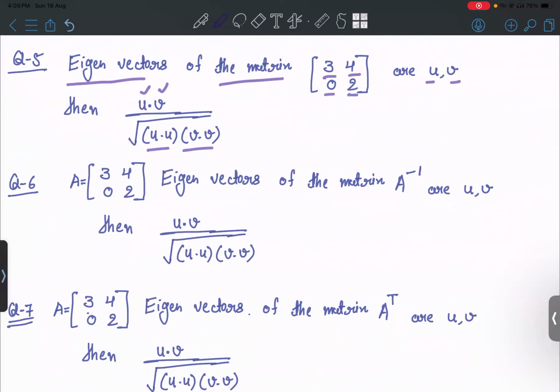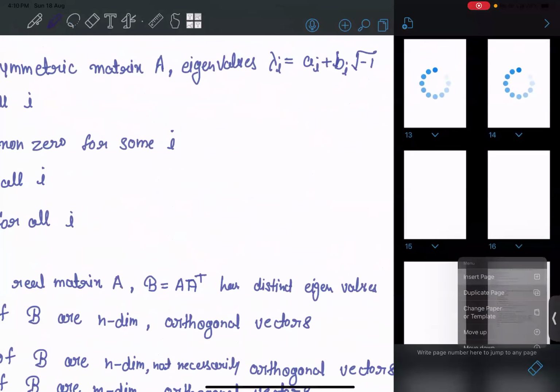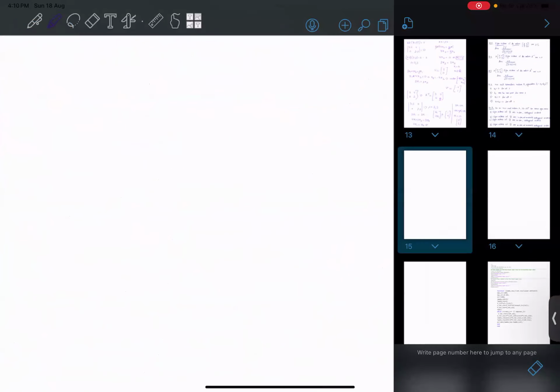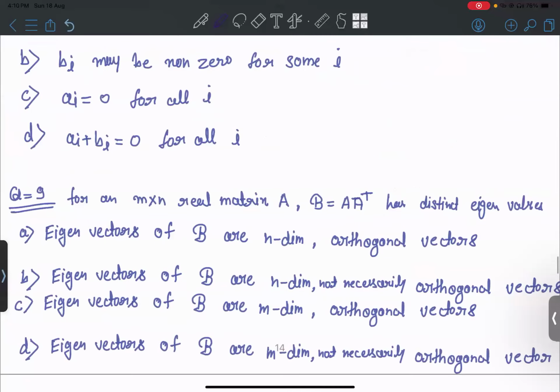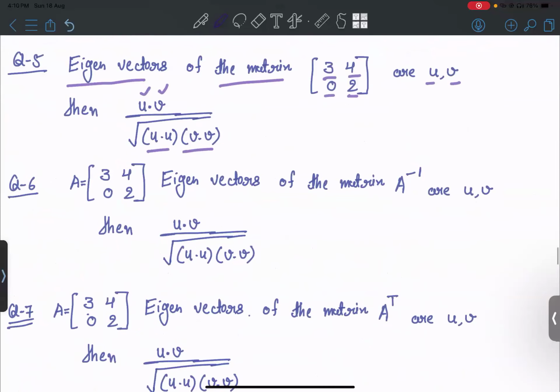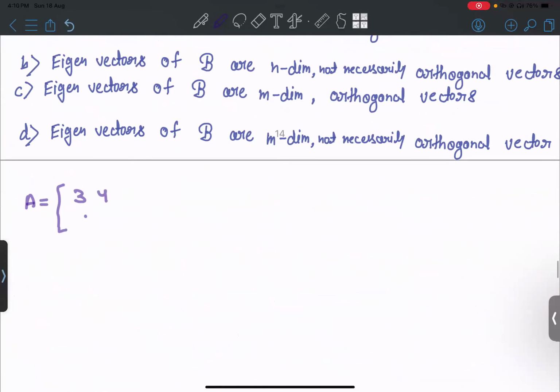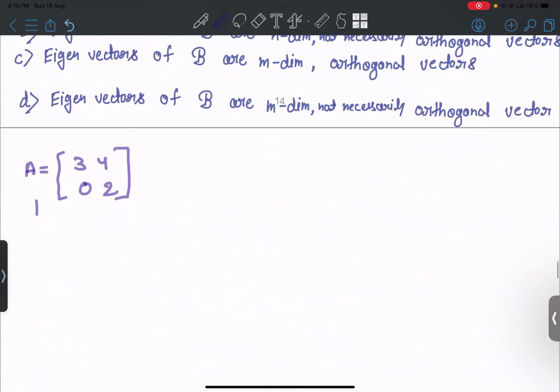Let me add one page here. So this problem 5 we want to solve. The A was 3, 4, 0, 2. This led to lambda 1 equal to 3 and lambda 2 equal to 2.